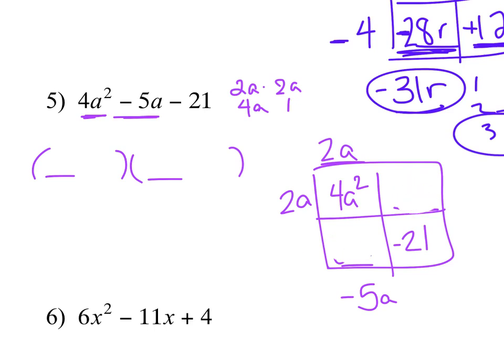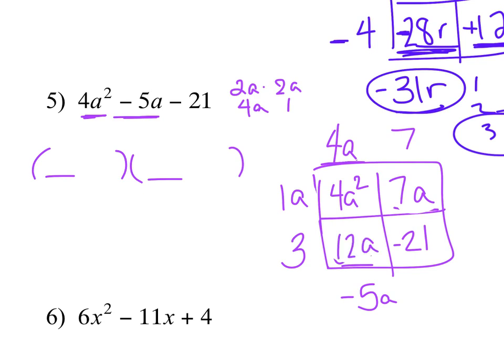So what I have to do is I have to switch the 2a here. I have to try 4a and 1a, or just a. So when I do that, we're going to put a 7 and a 1. A 7 and a 3 for a 21. So let's try 7 and a 3. So 7a, and this is 12a. So will these ever add up to a negative 5? Sure, they could add up to a negative 5 if the 12 was negative.